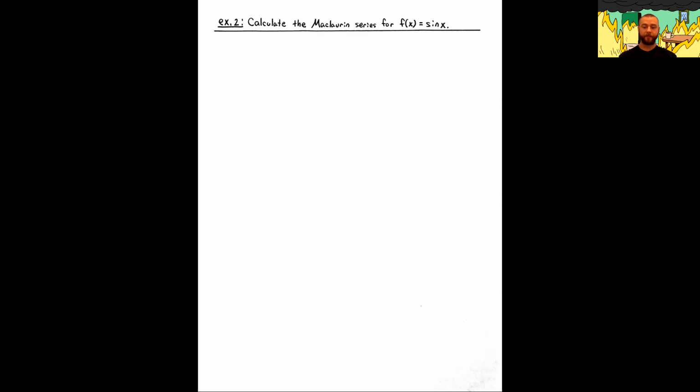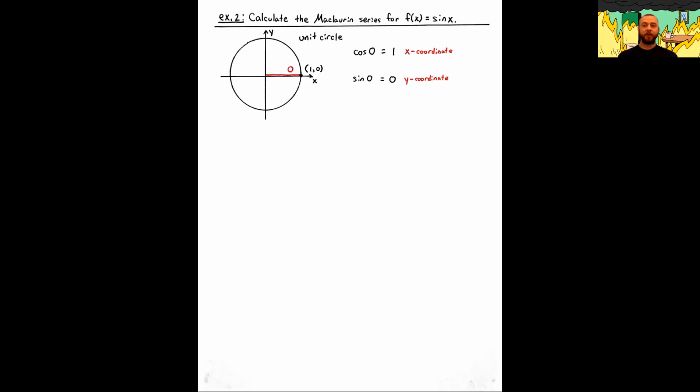All right, welcome back. Before we start the calculus part, let's do a brief review from pre-calc trig. Since we're asked to find a Maclaurin series, we're going to be evaluating the function and its derivatives at 0. Recall for a Maclaurin series, the center point is always 0.